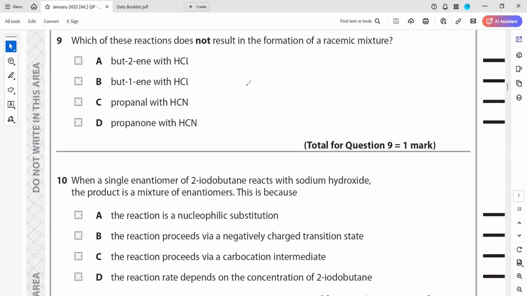The structure that you drew, but2ene. But1ene, I mean. No, first a but1ene I drew, and it added HCl. So when HCl is added, on one side H will be there, on the other side Cl will be there. So as a result, this Cl has both possibilities. Any of the products can form a racemic mixture, because it can attack from any side of the carbon cation.